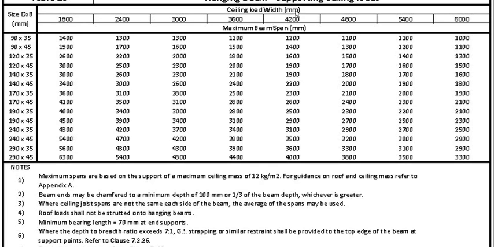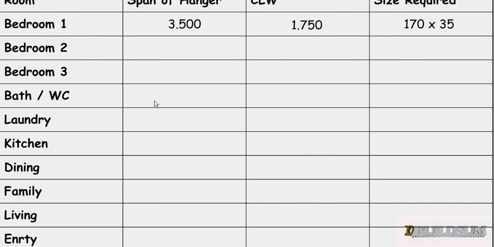So first thing, ceiling load width. We said 1750. The closest we've got to that, which is above it, is 1800. So we're going to use the 1800 column. And the span was 3.5. So we come down here till we find it's 3.4. That's close, but no good because it's under. So we have to go to 3.6. So there's our span. So that means that we can use 170 by 35 for our hanging beam. So we can put that in our table.